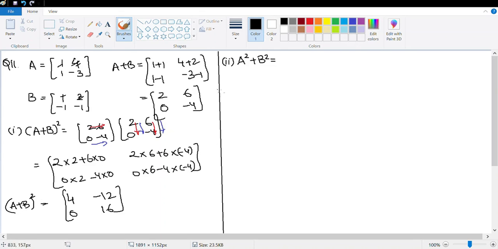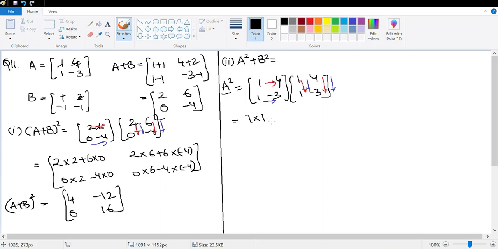Now let's look at A square plus B square. I would first calculate A square and then B square, and in the end I'll add them. So let's look at A square. A square will be [1, 4, 1, negative 3] multiplied with [1, 4, 1, negative 3]. One more question, I'll put arrow and then from next on we will start doing questions without arrow. Is putting arrow allowed? Yes, it is allowed if you put it for your reference.